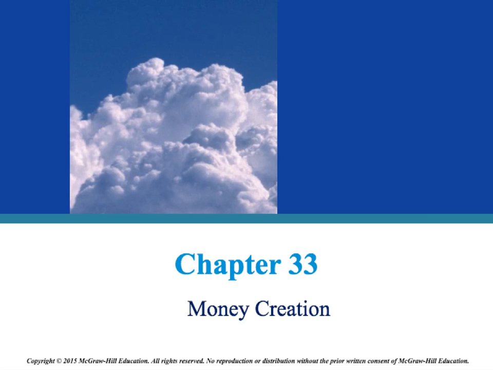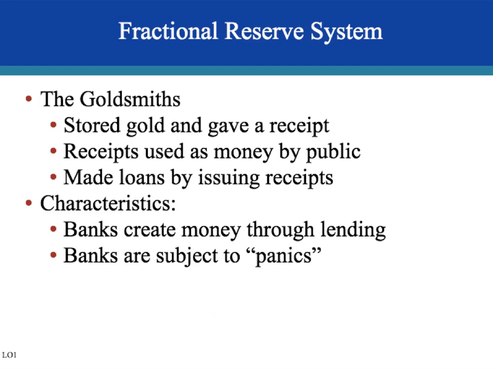All right, let's talk about how money is created. The banking system in the United States today is called a fractional reserve banking system. They call it a fractional reserve because whenever the bank accepts deposits, they only keep a fraction of those deposits on hand and then they can loan out the rest. And this began with the goldsmiths.